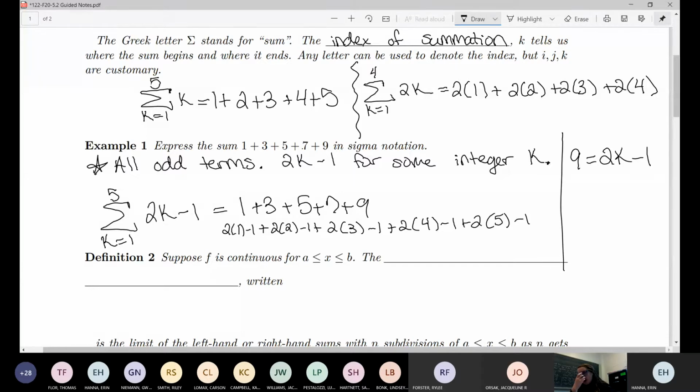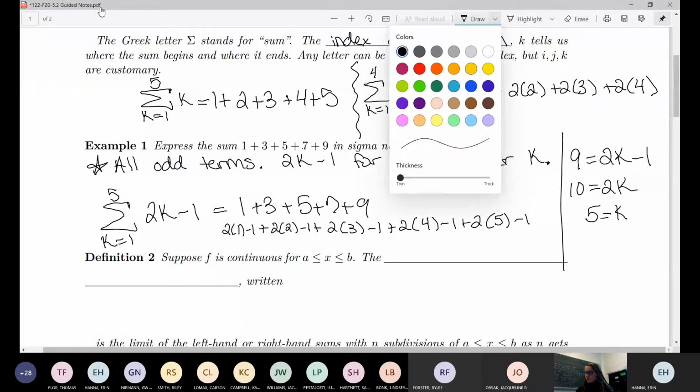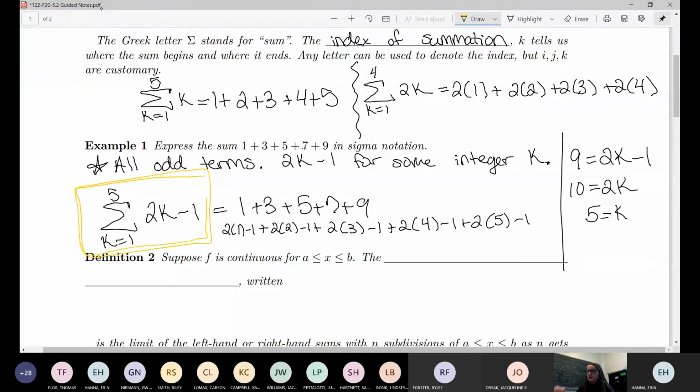But Sarah, if I want to write 9 as 2k minus 1, then you can actually solve this algebraically. Add 1 to the other side, you get 10 equals 2k, and then k equals 5. So essentially, since the last number we want is 9, and that's going to happen when I plug in 5, that's where I need to stop. So since that's where I need to stop, that's why the 5 goes on top. So the actual answer to this question, J, would be this sigma notation over here.